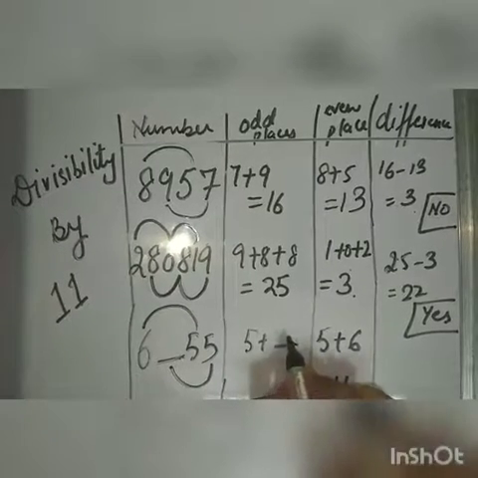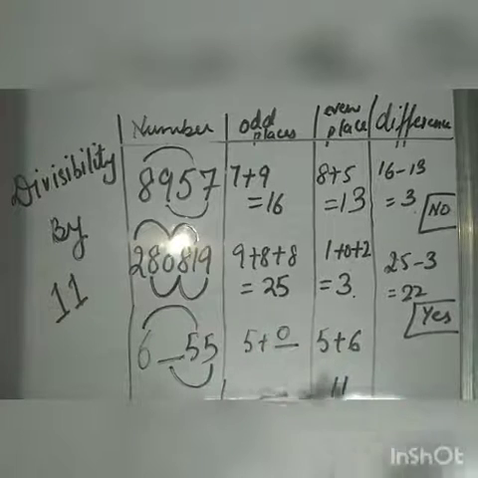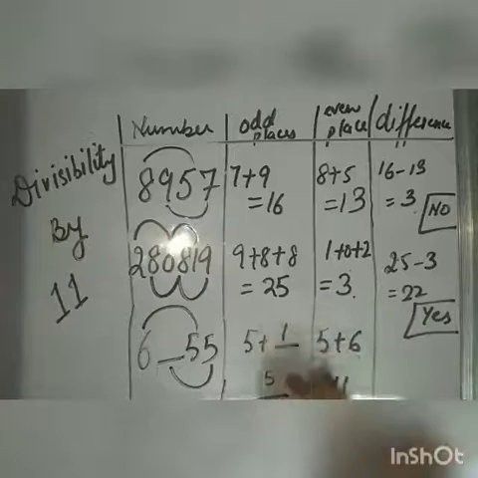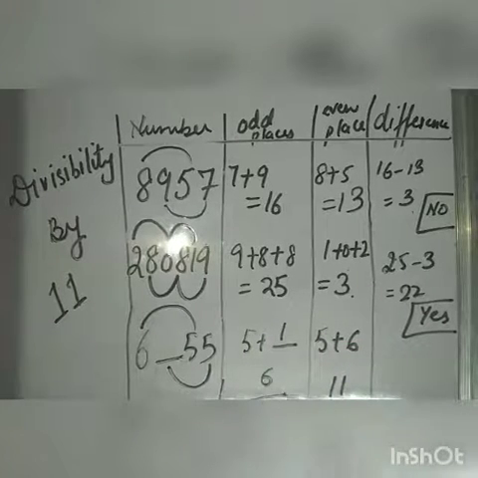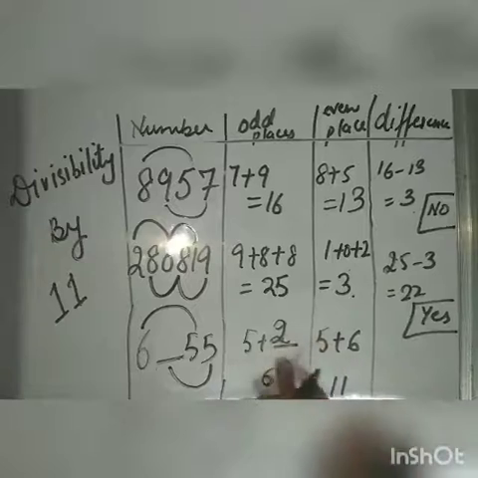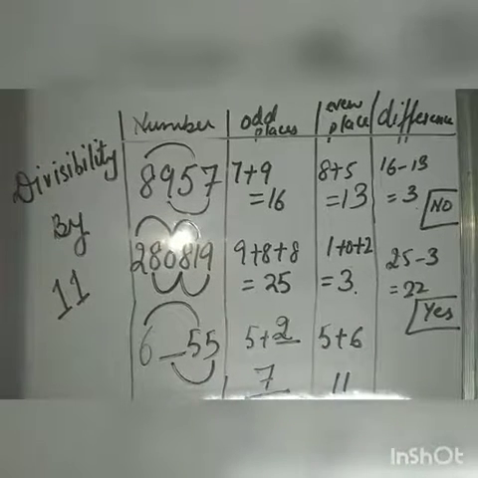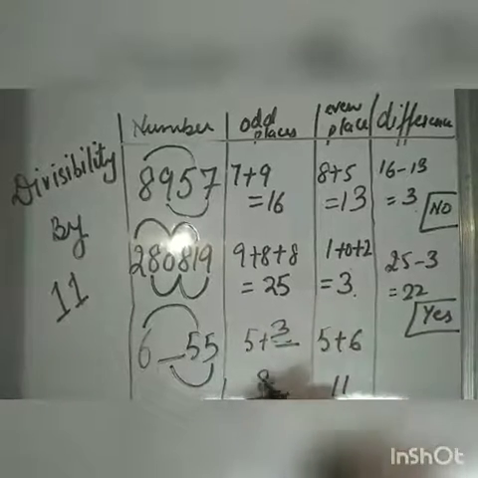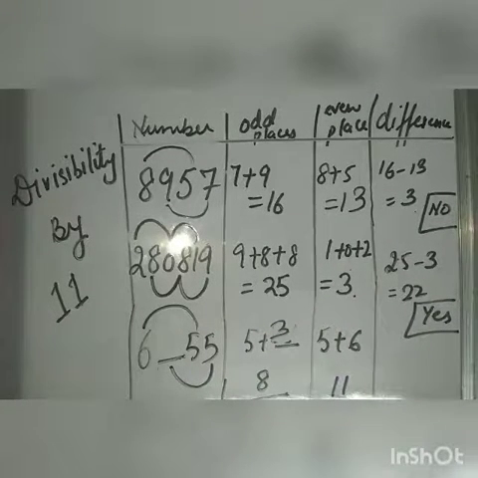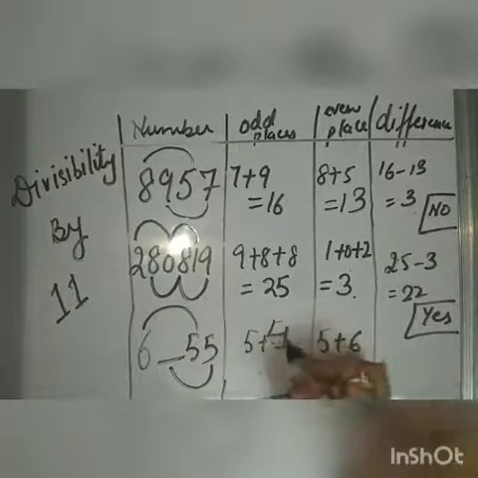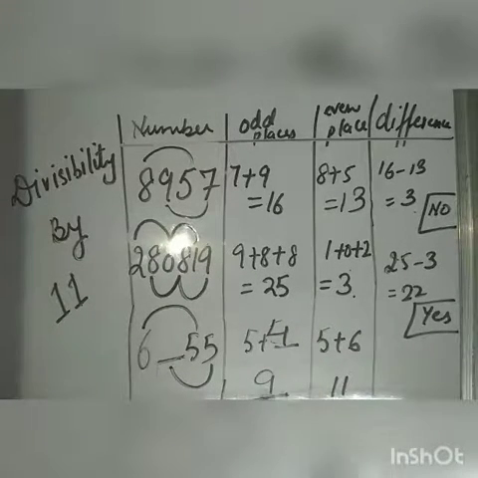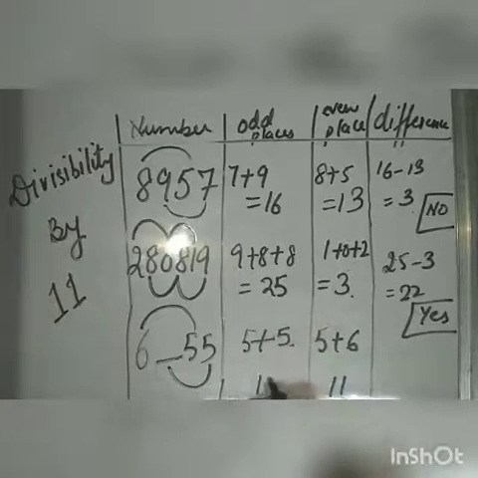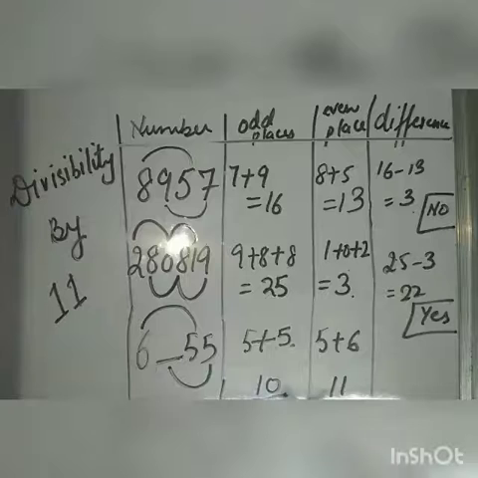Let us start putting the values. If I put here 0, 5 plus 0 is equal to 5. The difference will be 6. If I put here 1, 5 plus 1 is equal to 6. The difference is 5. If I put here 2, 5 plus 2 is 7, the difference is 4. If I put here 3, 5 plus 3, 8. The difference is 3. If I put here 4, 5 plus 4, 9. The difference is 2. If I put here 5, the sum is 10. The difference is 1.